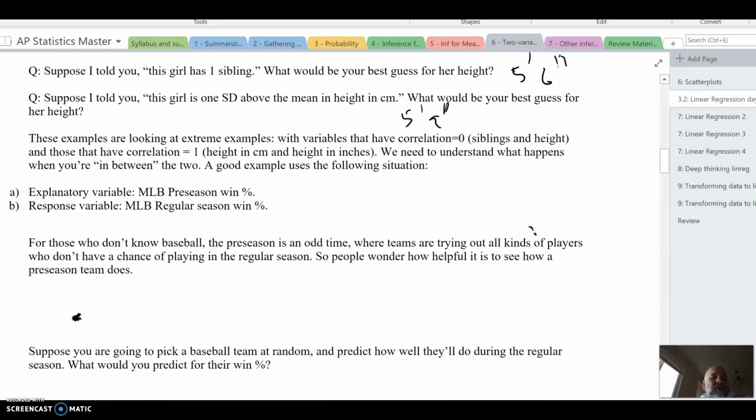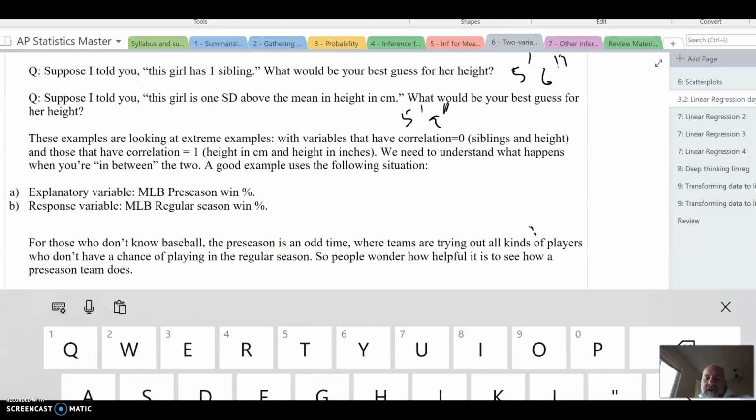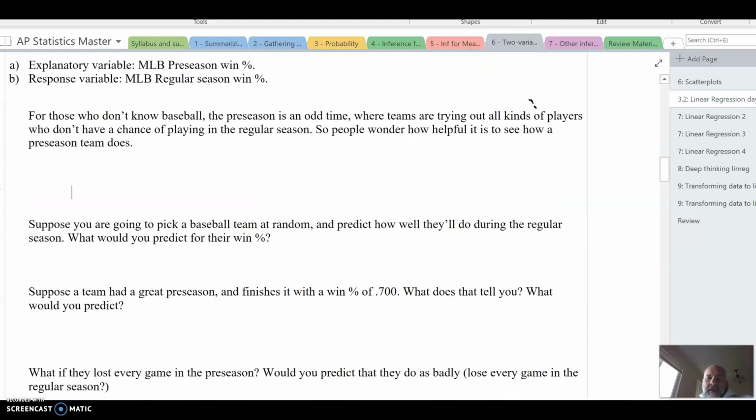I said, well, let's use a different context for a second. I'm sorry, from an earlier try that failed. I have a couple of things to erase there.